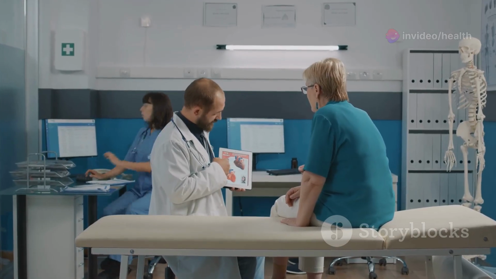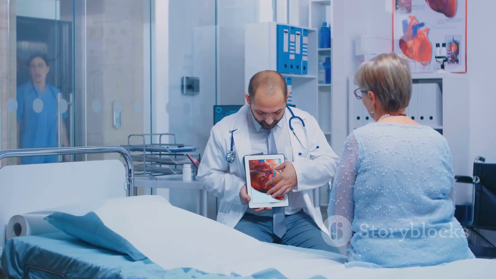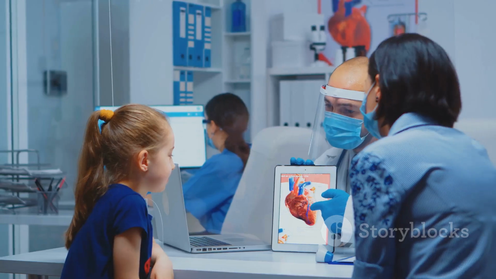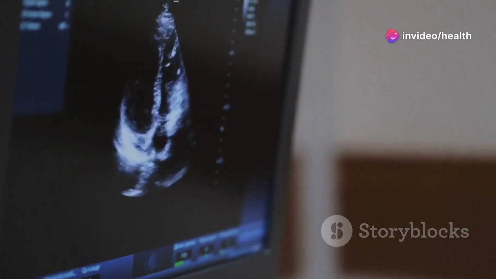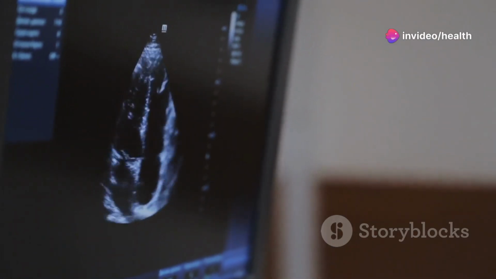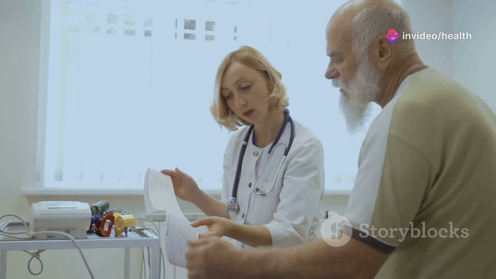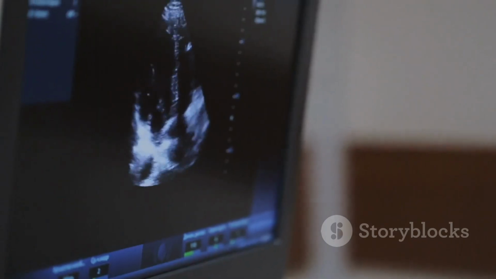If a heart murmur is detected, further tests are necessary to confirm the diagnosis and determine the type and severity of ASD. An echocardiogram provides detailed images of the heart's structure and blood flow, allowing doctors to visualize the ASD and assess its size and location.